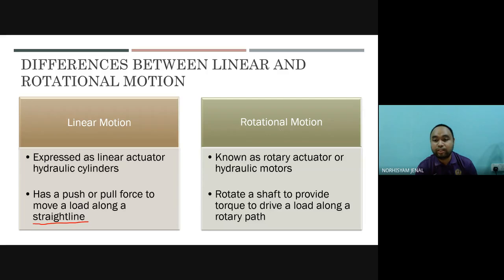Number two is called rotational motion, known as a rotary actuator. It rotates a shaft to provide torque to drive a load along a rotary path. So this one is in terms of straight line, this one in terms of rotary. So straight line or rotary. This one we use a force F, and here we are using torque T. So torque and force, they are different things.